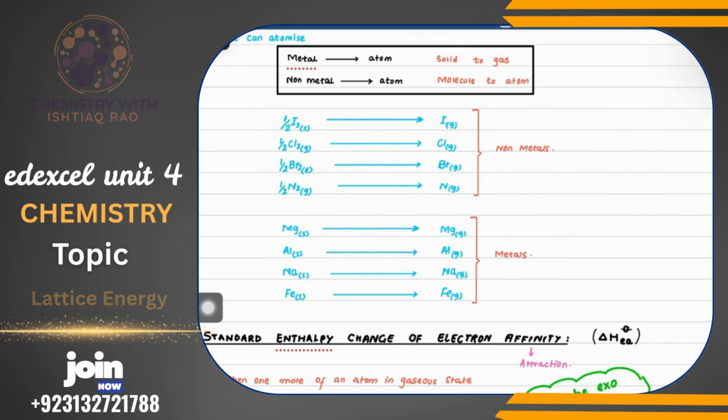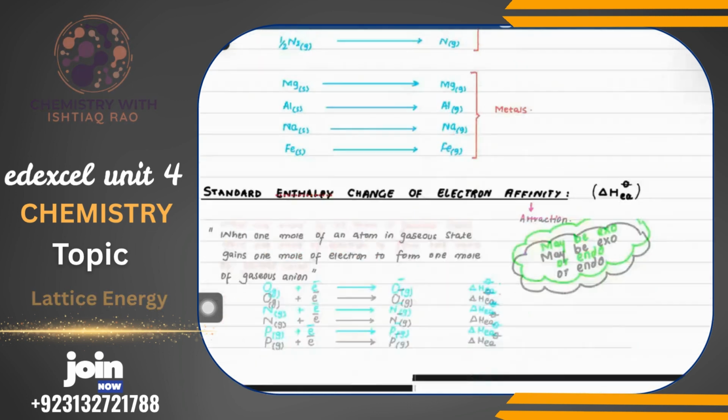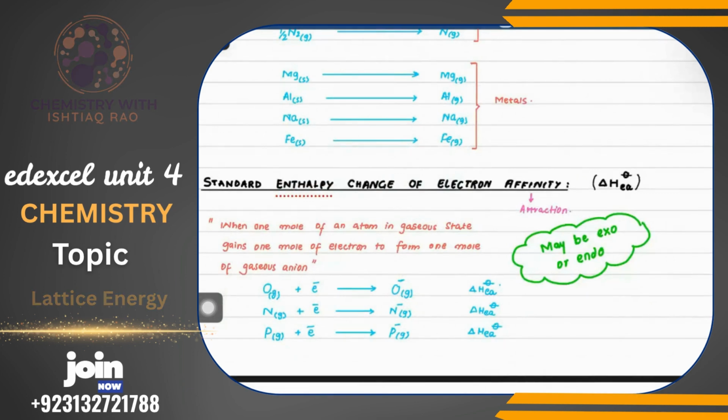And then we have electron affinity. Basically, electron affinity is the reverse of ionization energy. In ionization energy, we lose electron, like we remove electron from the outer shell. In electron affinity, electron is added. In ionization, electron is removed. In electron affinity, electron is added. It's vice versa, I can say.